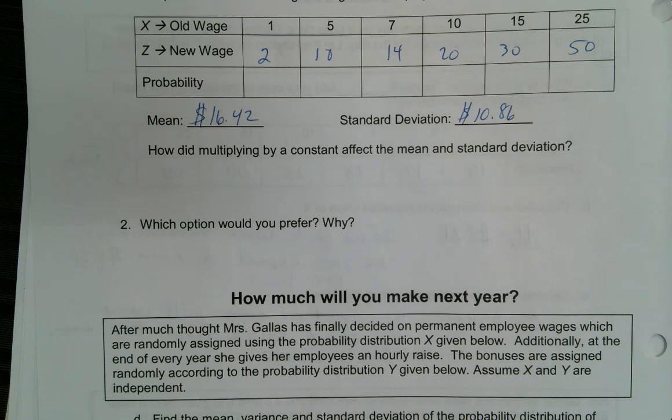High standard deviations are high risk, high reward, right? You could lose a lot of money, but you could also make a lot of money. Low standard deviation is low risk, low reward. You're not going to make a whole lot, but it's pretty much guaranteed you're going to make something. That's kind of what you were just saying, Kevin, right?